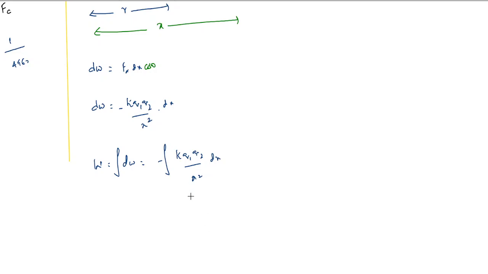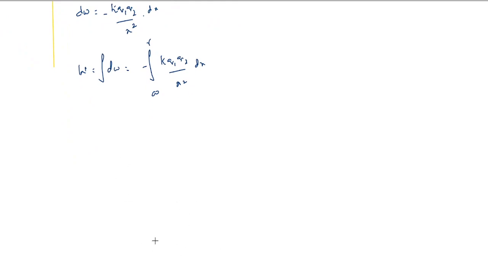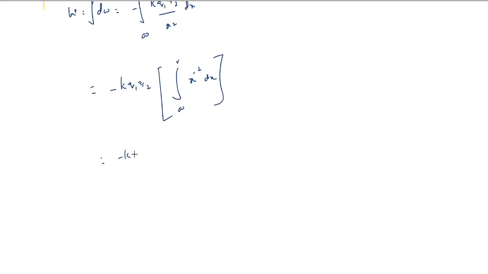Here the variable of integration is x. The limits of x are from infinity to r. Now in this case, the work done is equal to minus k q1 q2, a constant that comes out, and what remains is the integral of x power minus 2 dx from infinity to r. That is equal to minus k q1 q2 times x power minus 2 plus 1 by minus 2 plus 1. The limits are between infinity and r. Minus 2 plus 1 would be minus 1, and this minus and this minus get cancelled.